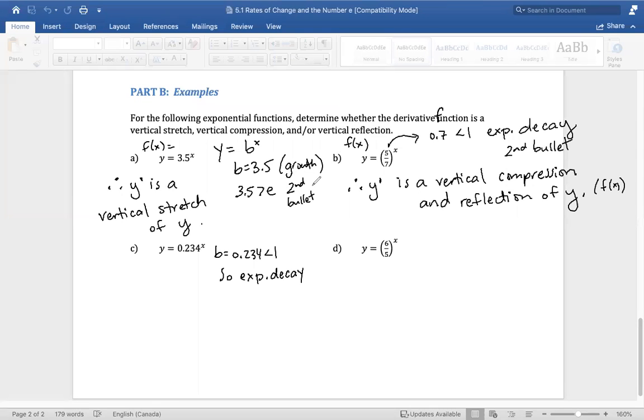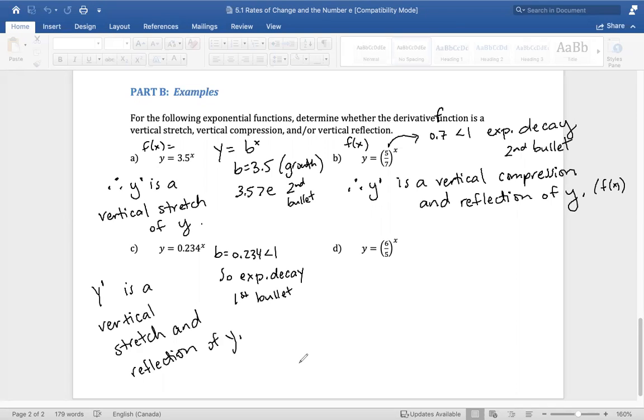So let's write that down. It was the first bullet I was looking at. Be careful that you're looking at decay and not growth, or growth instead of decay, depending on where you are, right? So that was the first bullet. So y prime, because it's talking about y, is a vertical stretch, and I have to flip it over the x-axis. Vertical stretch and a reflection of y. Okay.